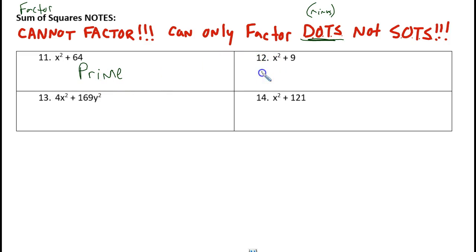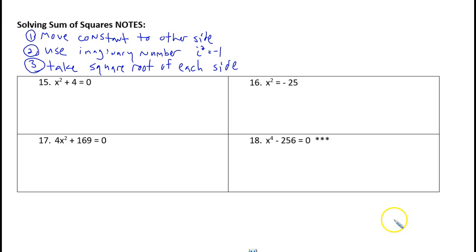Well, 12 is also prime. 13 is prime, and 14 is prime. They all have the same problem. They're all a perfect square plus a perfect square. X squared plus 9. 4x squared is a perfect square. 169y squared is a perfect square. And x squared and 121 are perfect squares, but the plus in the middle with every one of these causes us not to be able to factor them. While we cannot factor them, we can solve them.